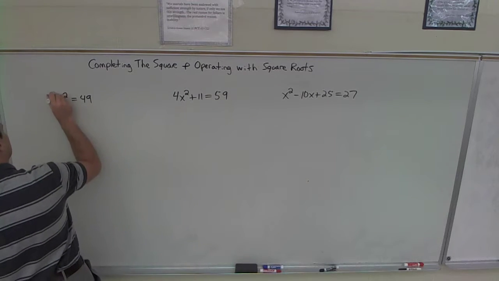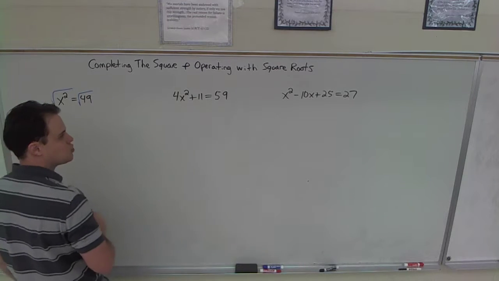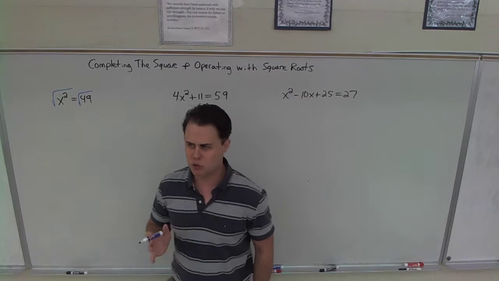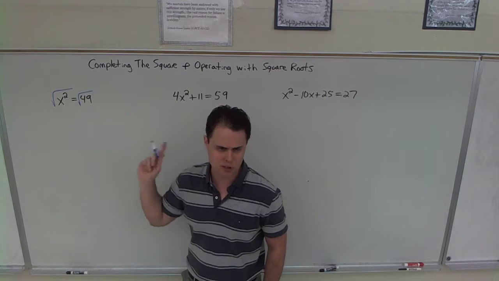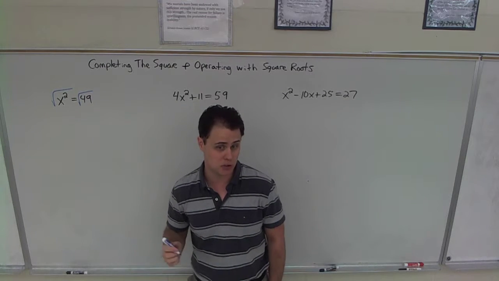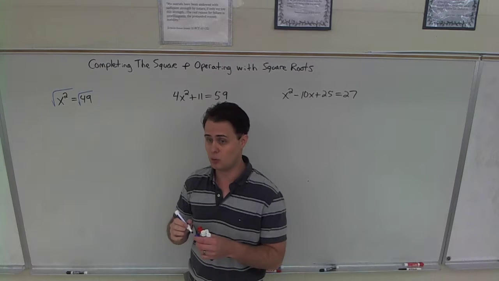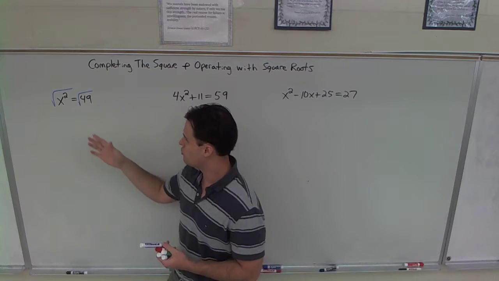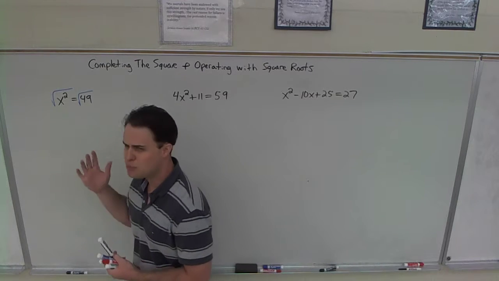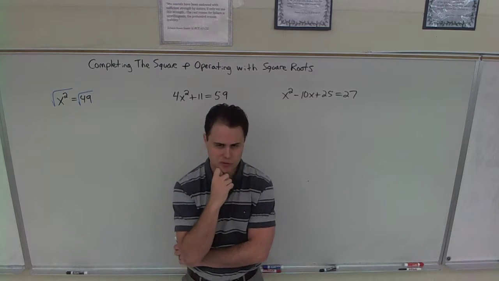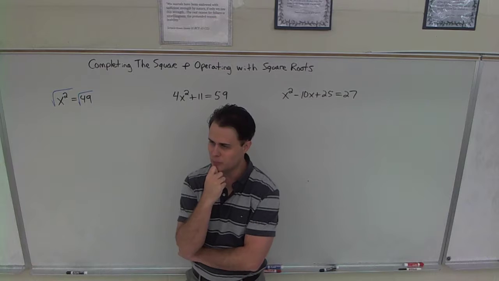Here's the key, though. If you solved this not by operating with square roots, but by factoring, I think this one factors pretty nicely. And some of these other ones factor nicely as well. I'm just showing you another way to do them today that helps us complete the square. So before we even do that, let's think about doing this abstractly. What squared gives you 49 abstractly?